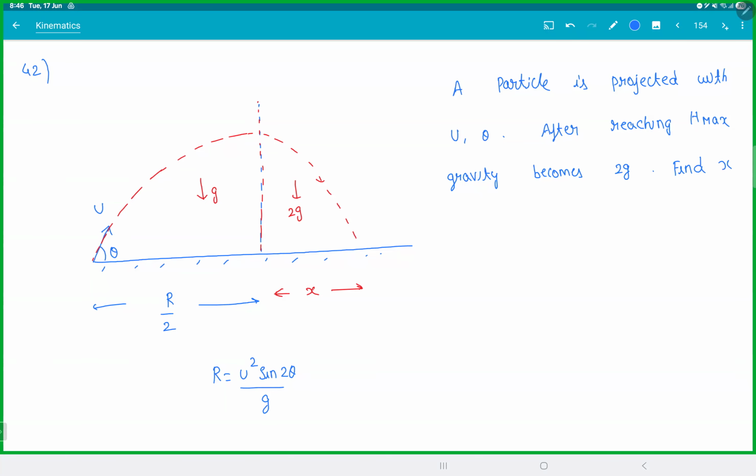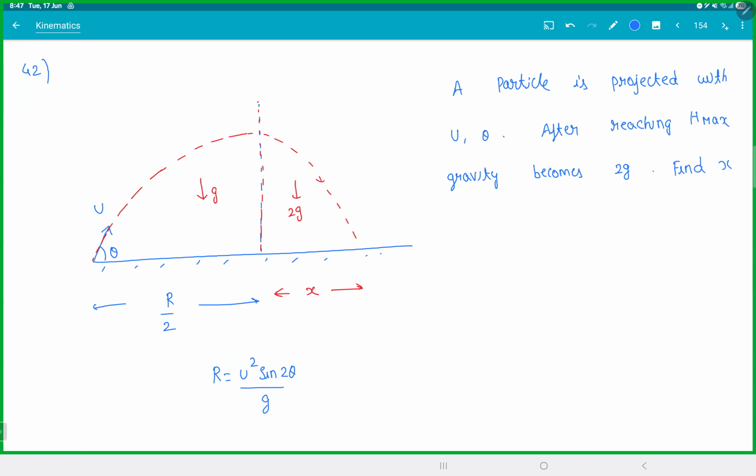The left half of the boundary, the gravity was g. The right half of the boundary, gravity is 2g. Then what is x? Exam options will be in terms of r, like r by 2, r by root 3, r by root 5. So give me the answer in terms of r, where r is your regular range.